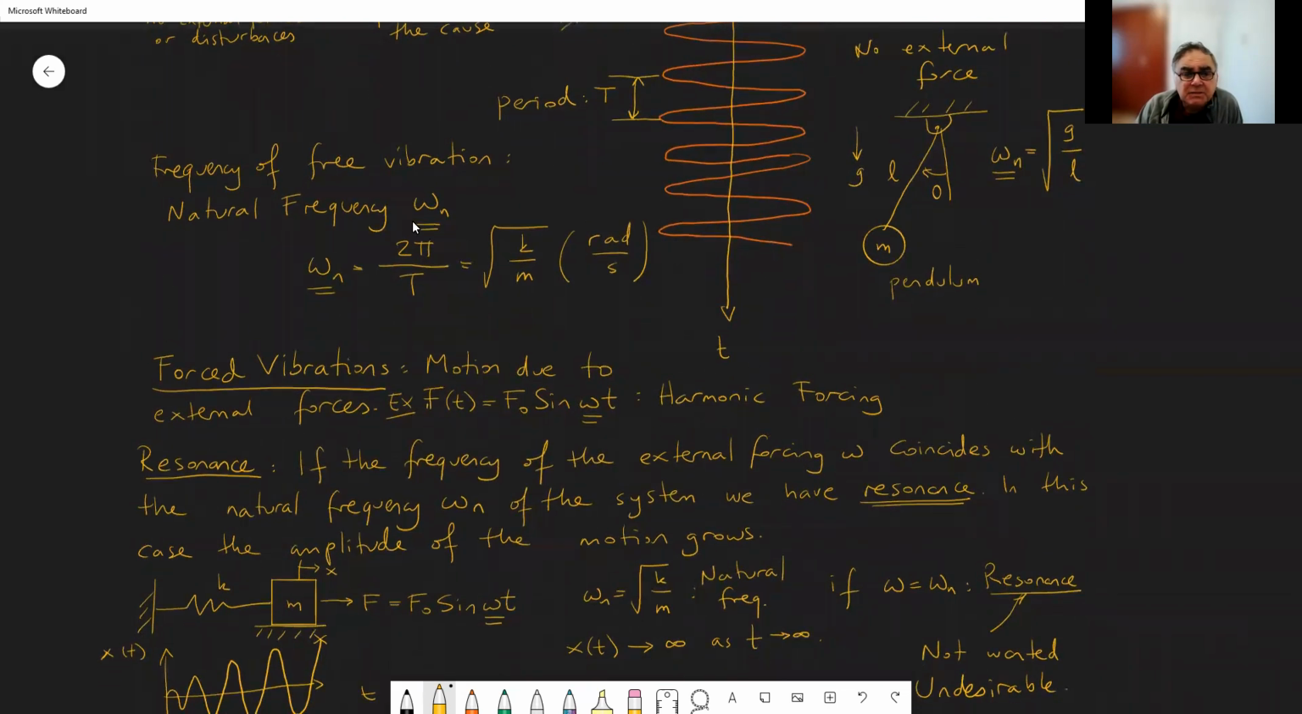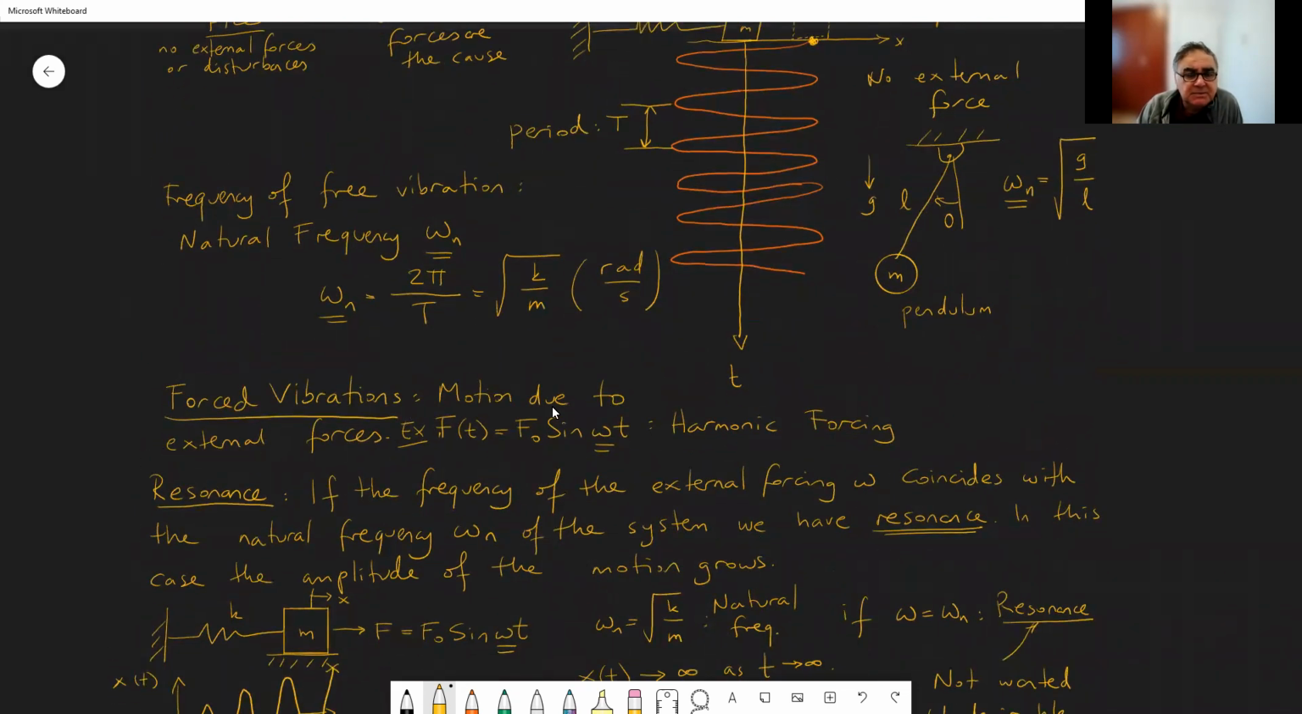Forced vibrations, the second part, are due to external forces. For example, you might have a sinusoidal forcing, which is very important for us. We call it harmonic forcing. In the case of harmonic or periodic forcing, we encounter a phenomenon called resonance.